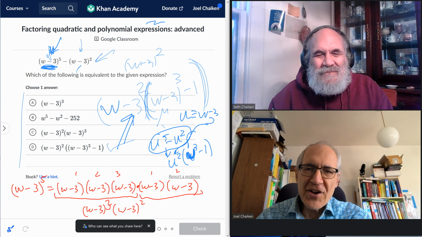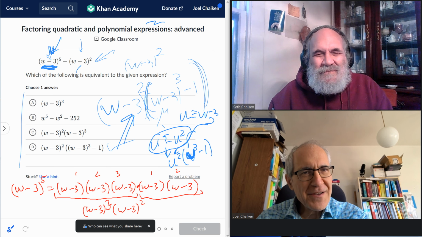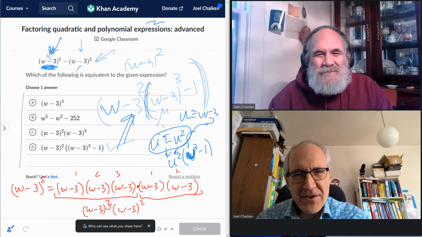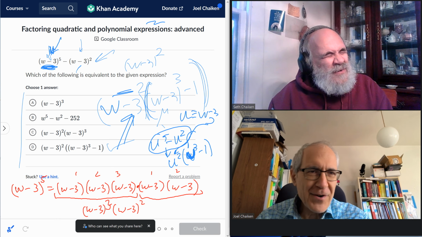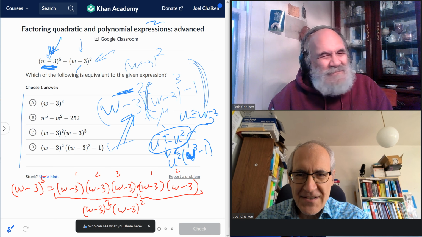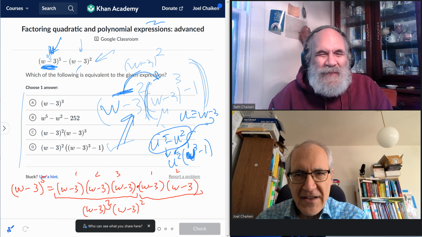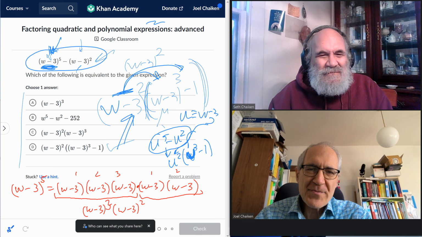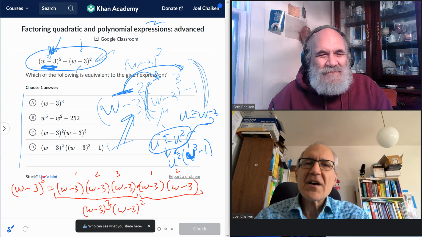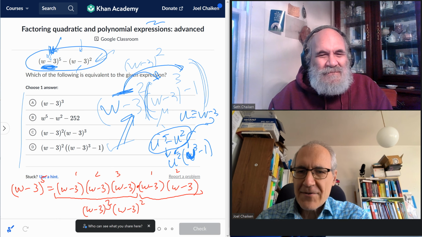I use the word undistribute. Isn't that a horrible thing to say? Because that means factoring. But you see, it's sort of undistributing, because if you distribute this here and you distribute this here, you get this. So it's sort of like thinking about it as undistributing. But undistributing is not a word. It's embarrassing.